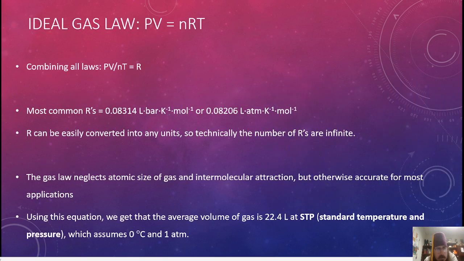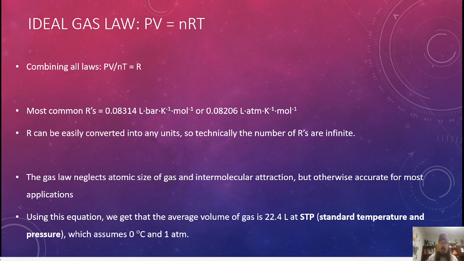From there, we get what's called the ideal gas law. PV equals nRT. It's a simple relation of pressure, volume, moles, and temperature. Essentially, we can combine all of our laws to get PV over nT equals a constant R. That if I combined all of our K factors together, we get that R.